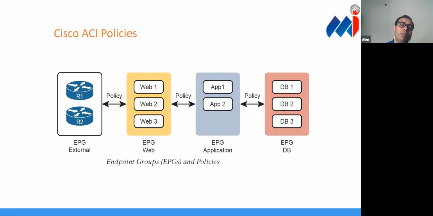Here EPGs, endpoint groups, are created. So databases are one endpoint group, applications are another endpoint group, web applications are another endpoint group, and external router 1, 2, for example, is an external group. So we can enforce policy to allow or disallow their communication based on the application.